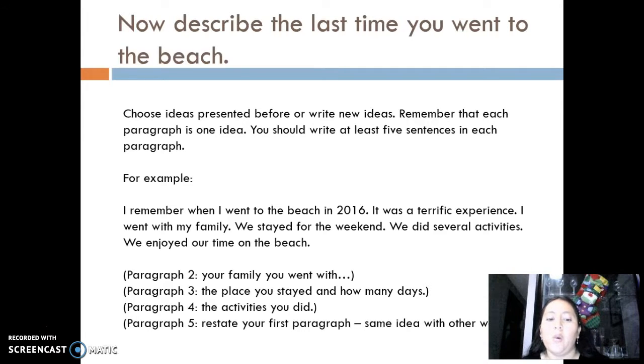But remember, we need 5 paragraphs. So in my second paragraph, you are going to talk about the family you went with. In the third paragraph, the places you stayed and how many days. The activities you did in the fourth paragraph. And in the last paragraph, the fifth paragraph, you will restate your first paragraph, same idea, but using other words.